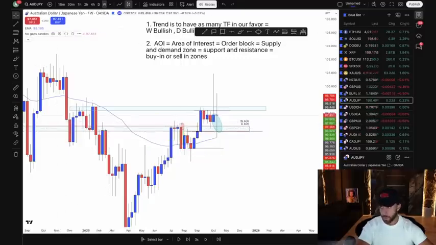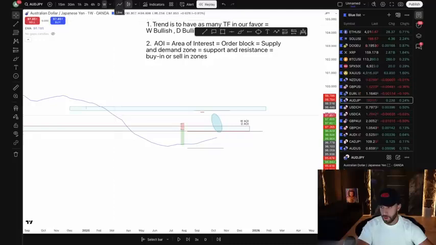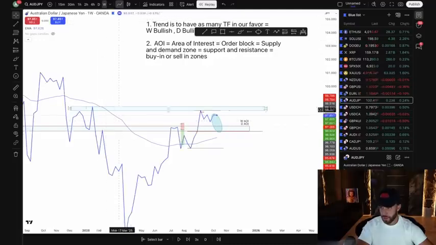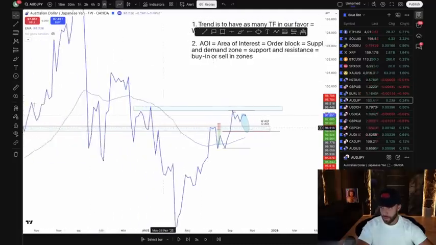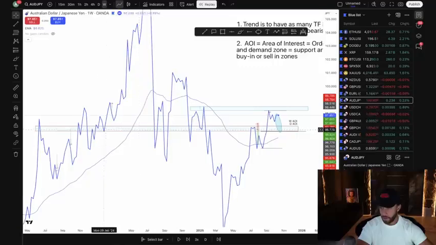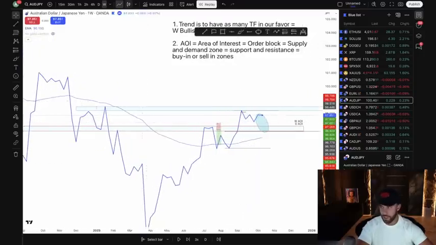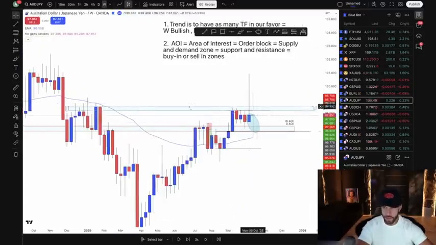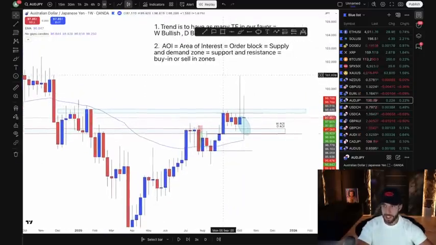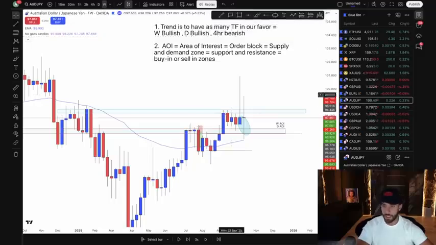So we can go back to the structure on the line chart, and you can tell we have 1, 2, and 3. And I'm sure if we look left, we have more. 1, 2, 3, kind of 4. So we have about 7, 8 touches from this area of interest. So this right here is indeed a respected area of interest.